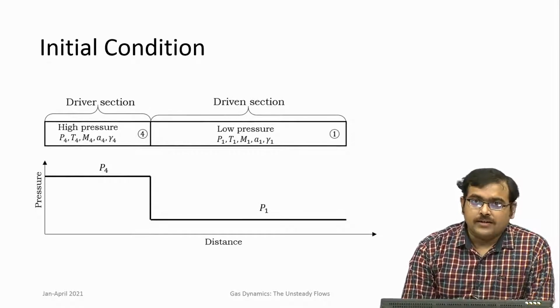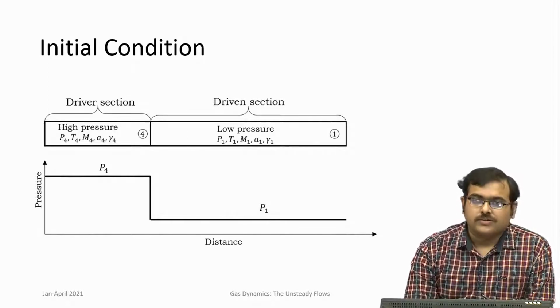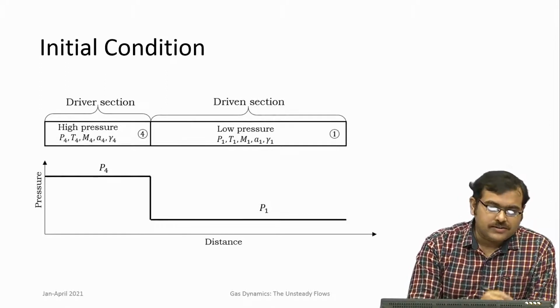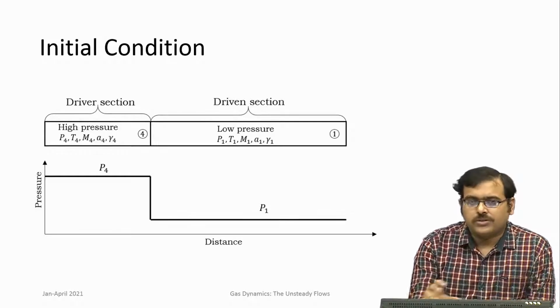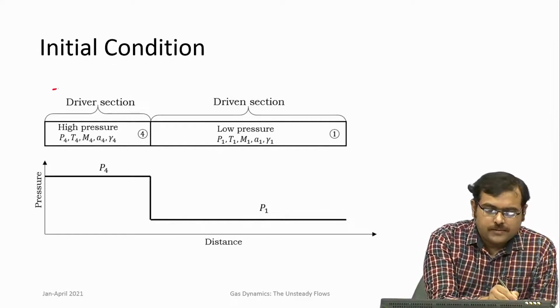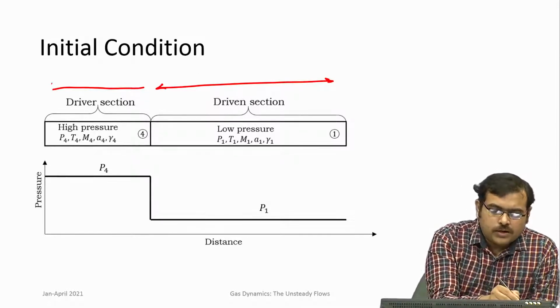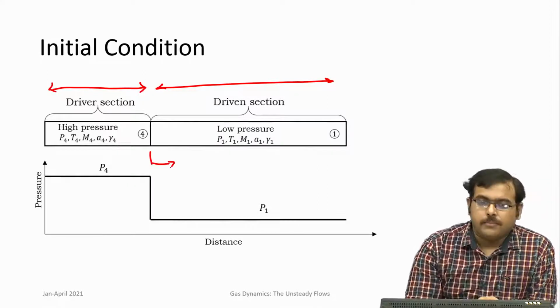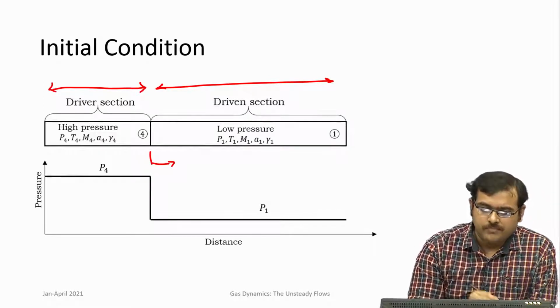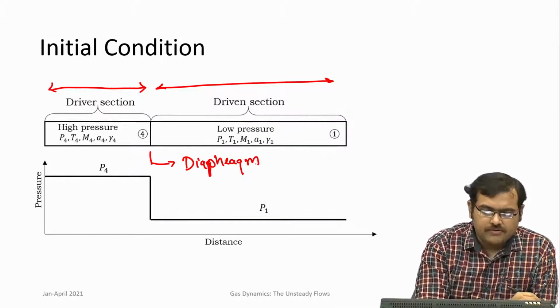It is an unsteady flow. So, there is always an initial condition for the shock tube, and the initial condition is that the shock tube is basically a long tube which has two parts, the driver section and the driven section. The driver section and driven section are separated by a diaphragm. So, this is a diaphragm.